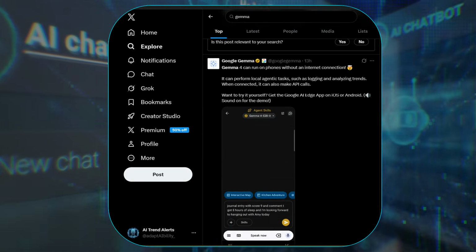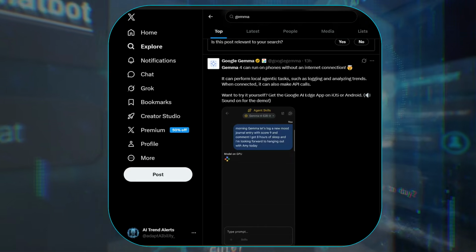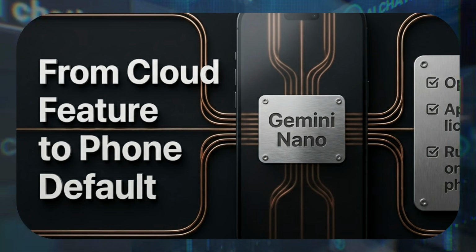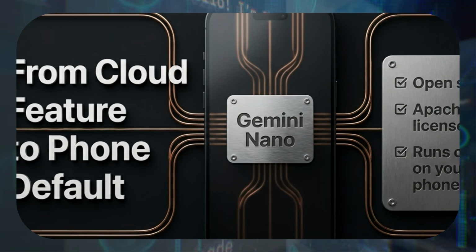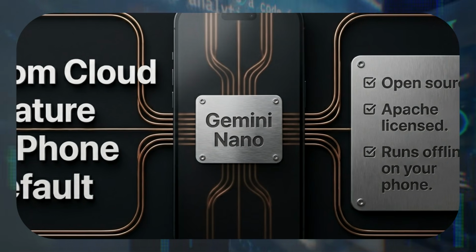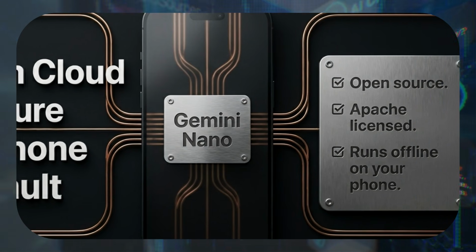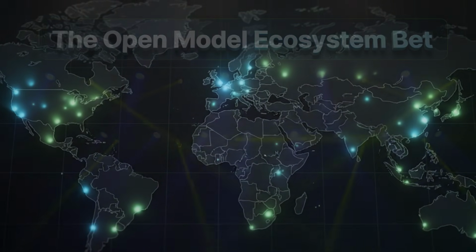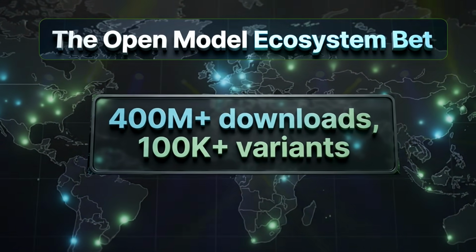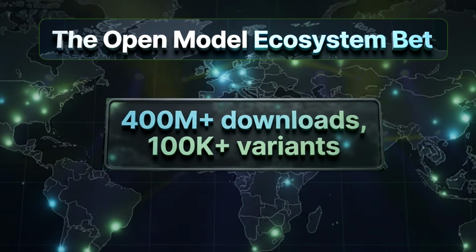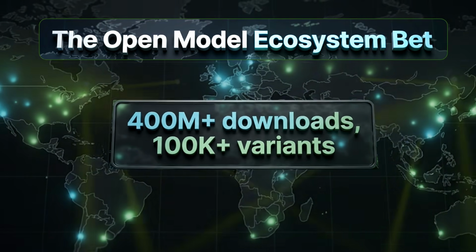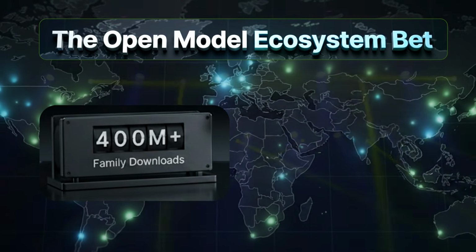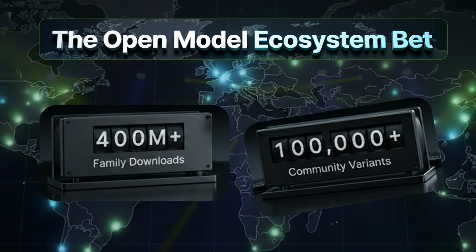It can work offline with near-instant responses and much better privacy because your data doesn't have to leave your device. This isn't just about technical specs, it's about democratizing access to cutting-edge AI. Google is essentially saying, we want everyone to build with our best models. The developer footprint here is already substantial. Since the first Gemma launch, the model family has been downloaded over 400 million times. The community has created more than 100,000 variants.